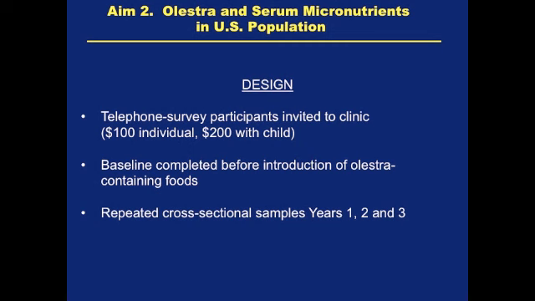For the second question about population micronutrients, people who completed the telephone survey, we invited them into a clinic. And here we offered them $100 for the individual, and if they wanted to bring a child, we gave them $200. So this is substantial bribing, and it's really necessary because, as you'll see later, it's a very onerous study protocol. So we got a group of these people in before Olestra was introduced, and again we got repeated cross-sectional samples at years 1, 2, and 3, recruited the same way.